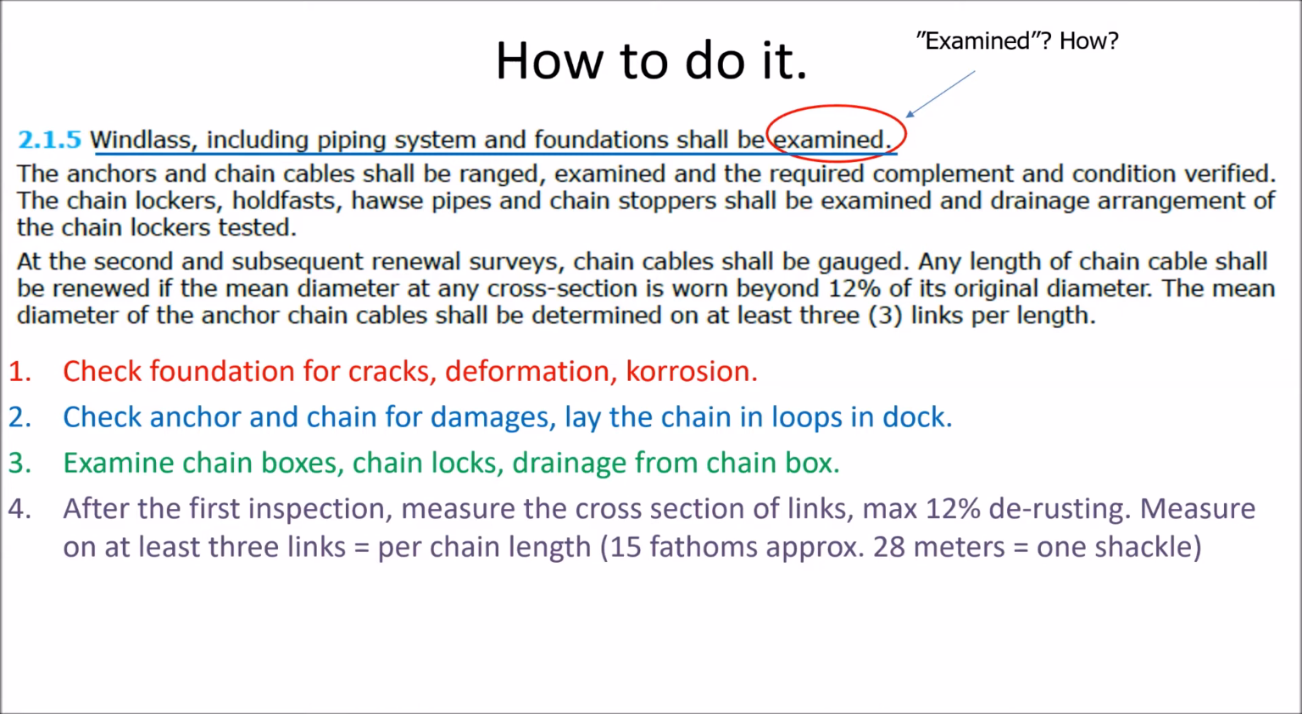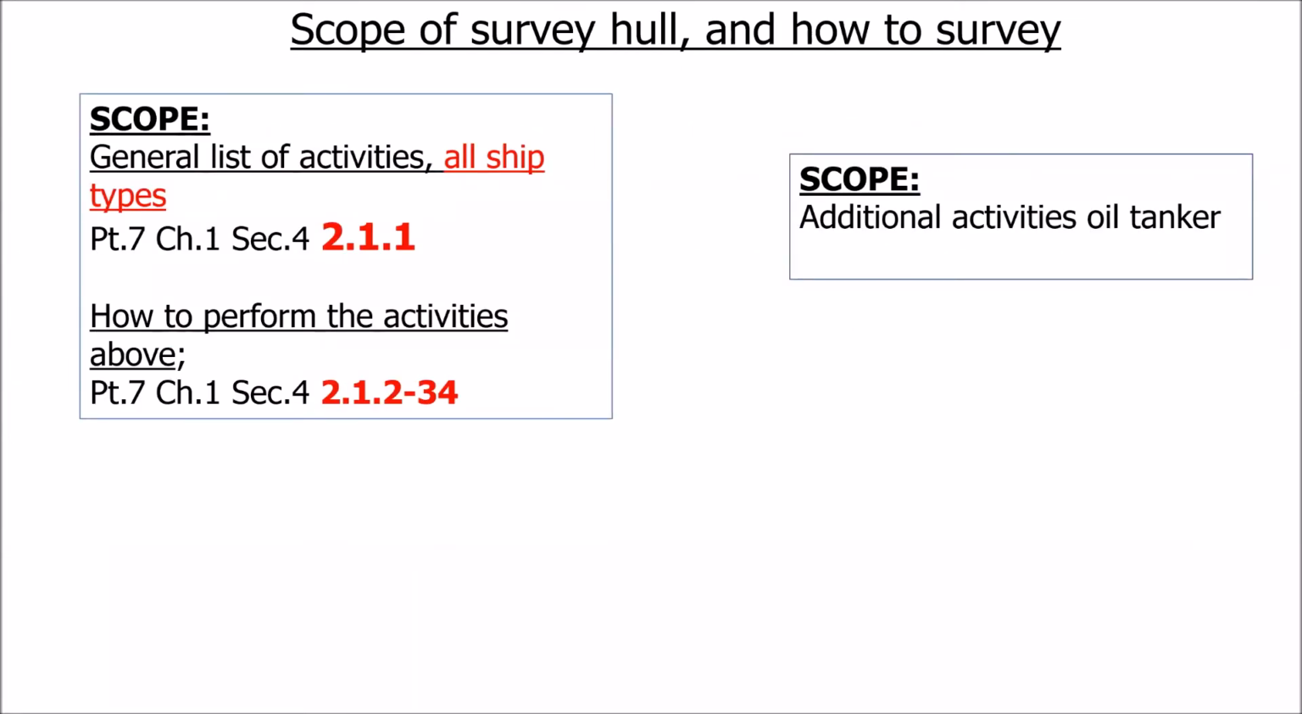About the scope of survey hull and how to survey. It's in this 211 I mentioned before, and that is referring to, just like for the windlass, the part B in 211. Windlass, check 215. So we can do the same thing about how to perform the activities above. We click on the link that moves us forward in the document with the description.